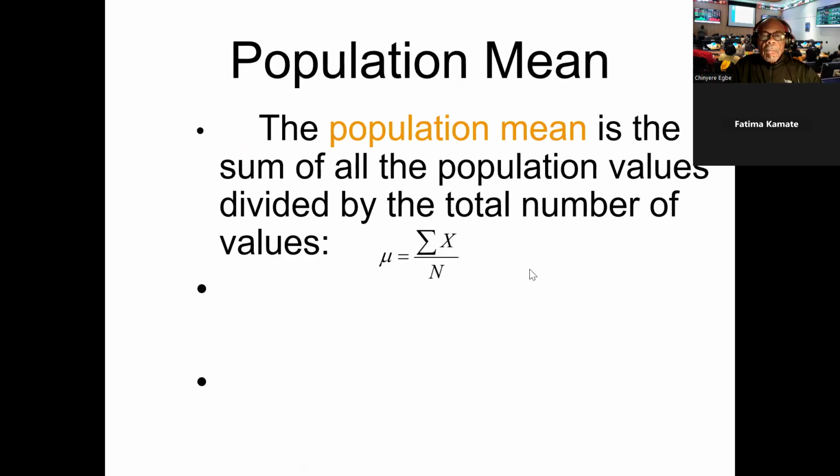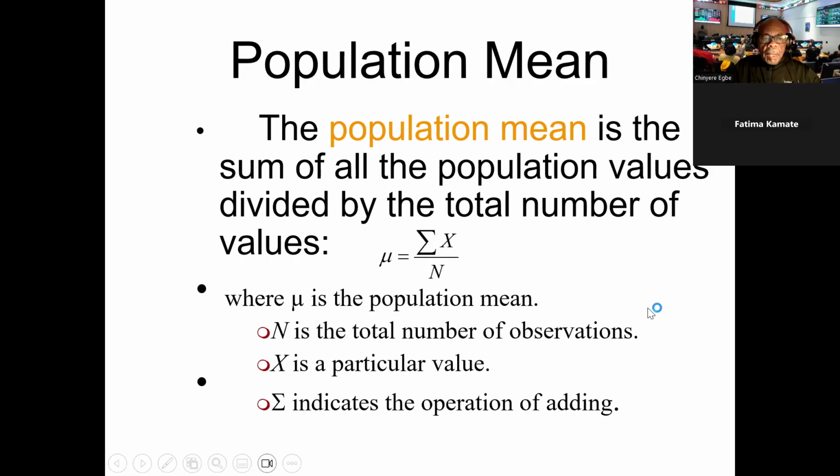Okay. So, and we symbolize the mean by using the Greek letter mu. Okay. This Greek letter mu is the sum of the values divided by the number of observations. Okay. N is the number of observations, and X is a particular value. And the sigma that you see here, the symbol that you see here, is an indication of an operation of adding. Okay, the sum of. Okay, this summation sign here simply means the sum of the values.